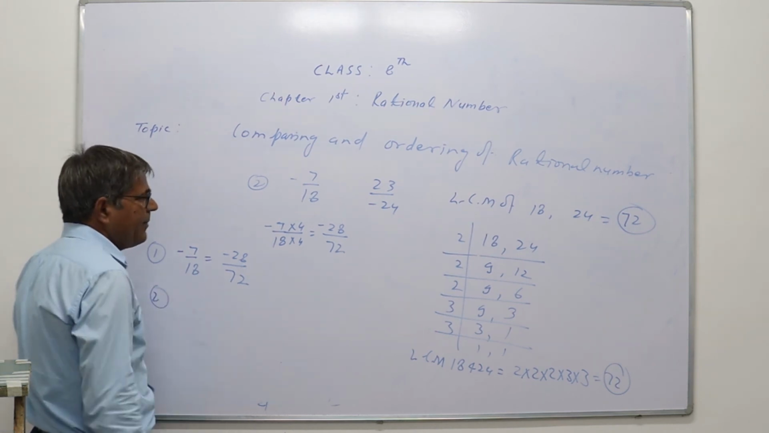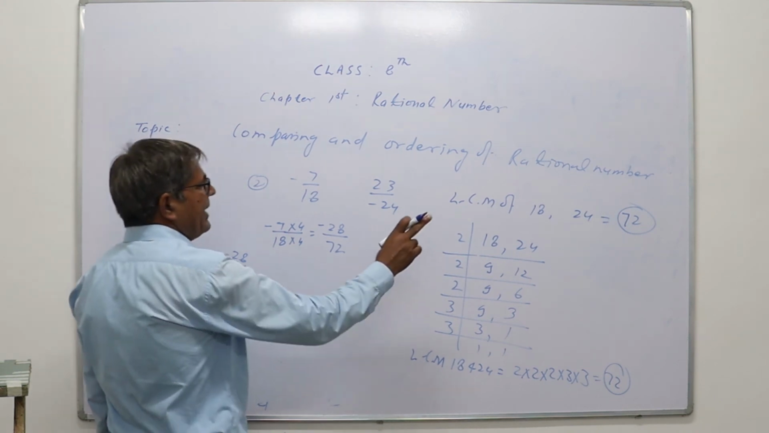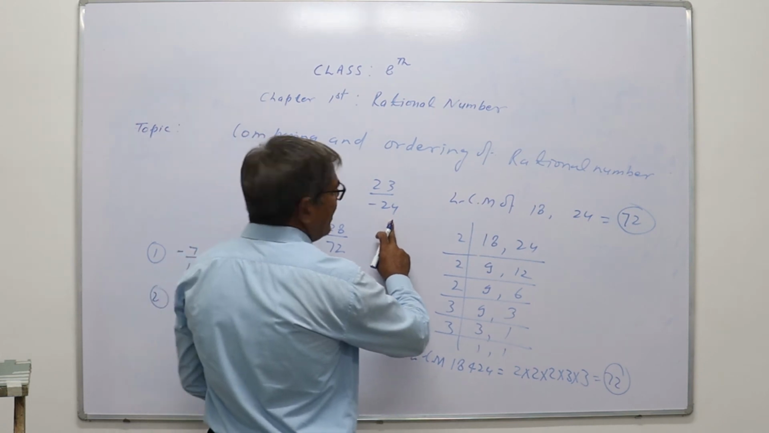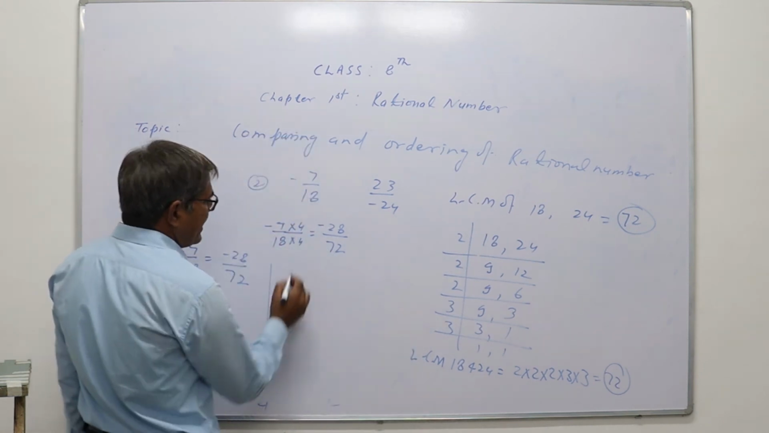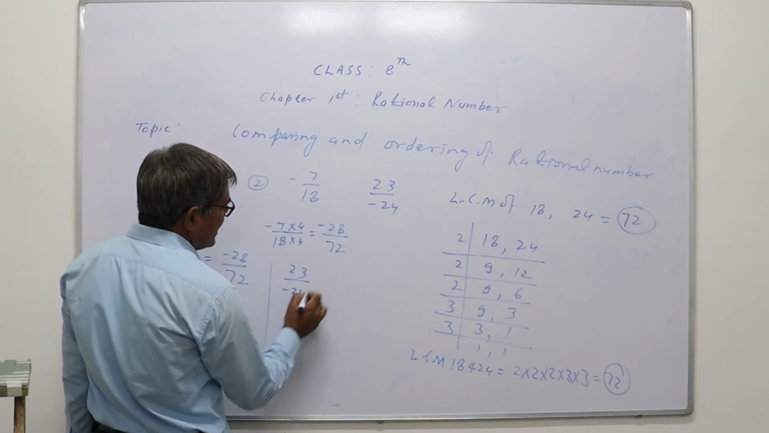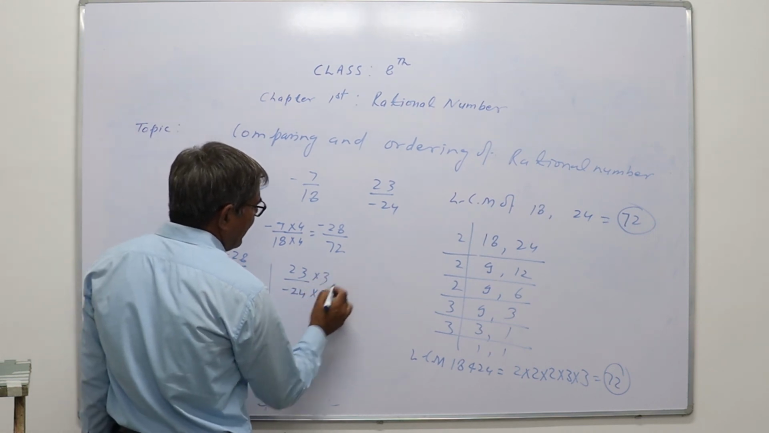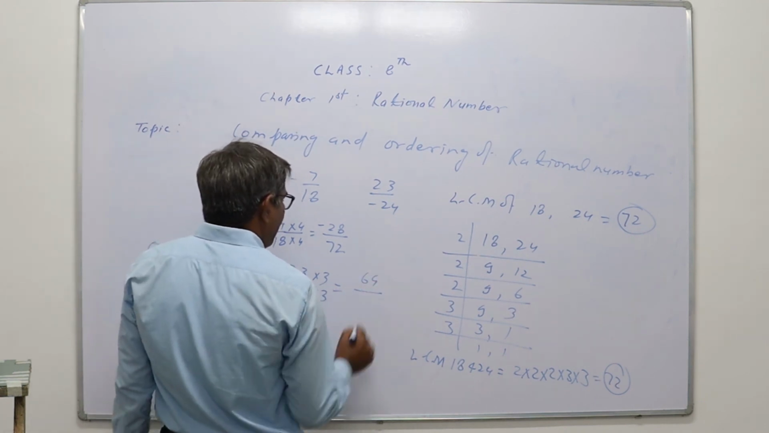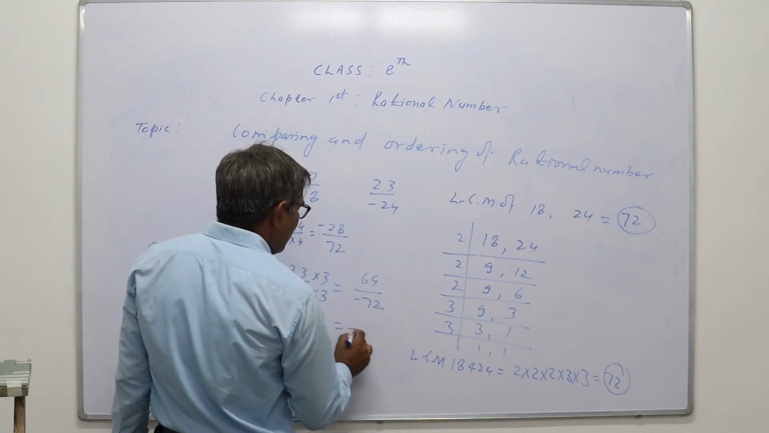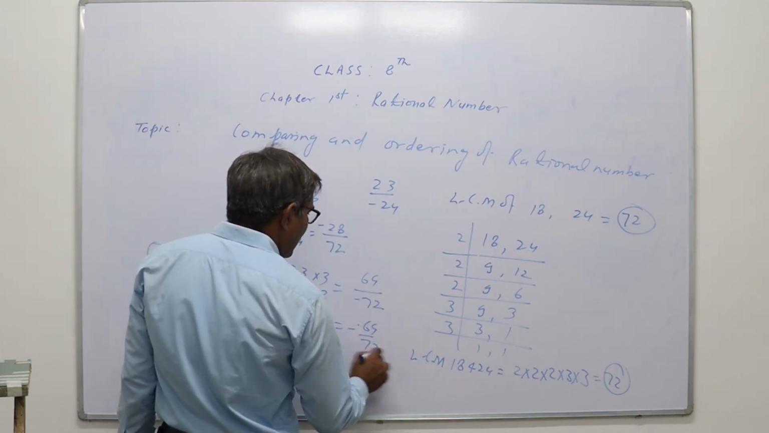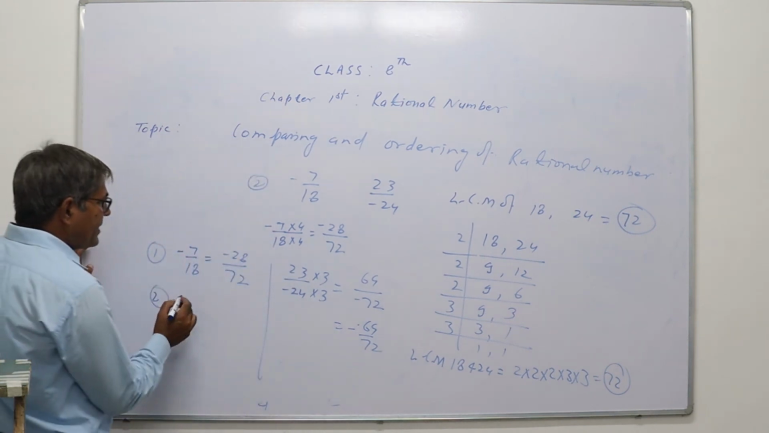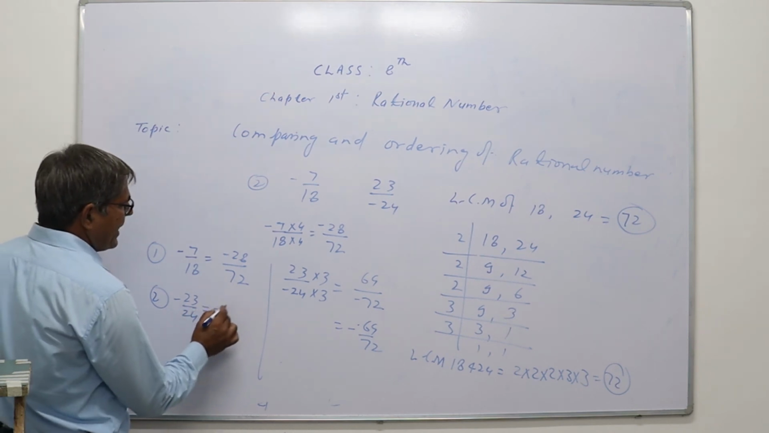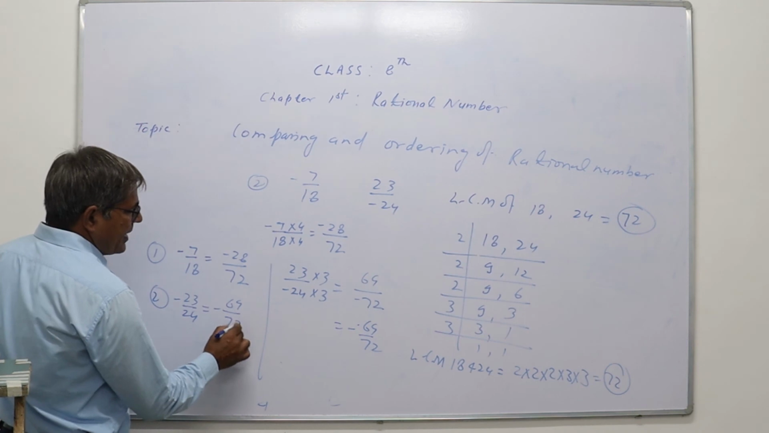Similarly, for the second rational number, to make the denominator the same, first we will divide the LCM 72 by 24. So the quotient will be 3. Now we will multiply 23 upon minus 24 by 3 in numerator and denominator. So 23 threes are 69 upon minus 72. So it will be equal to minus 69 upon 72. So the equivalent fraction to minus 23 upon 24 is equal to minus 69 upon 72.